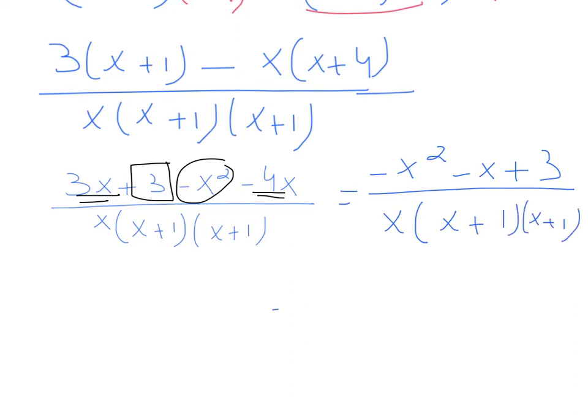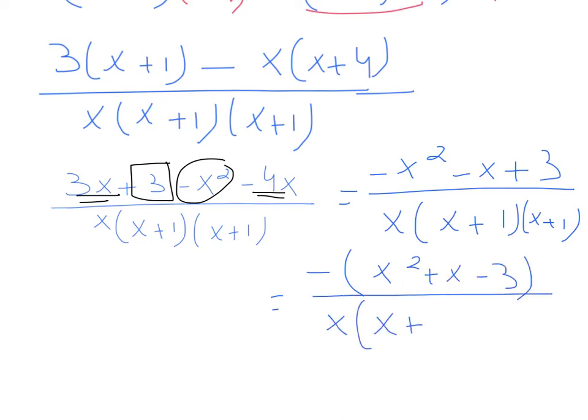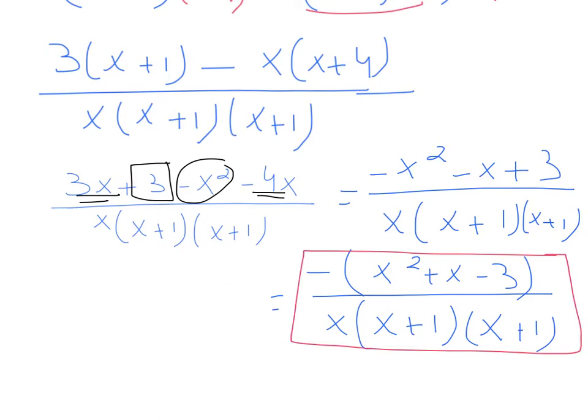Well, here we can factor out negative 1, actually. We can take the negative outside the parentheses. It's going to be negative (x squared plus x minus 3) over x times (x plus 1) times (x plus 1). And this is the correct answer.